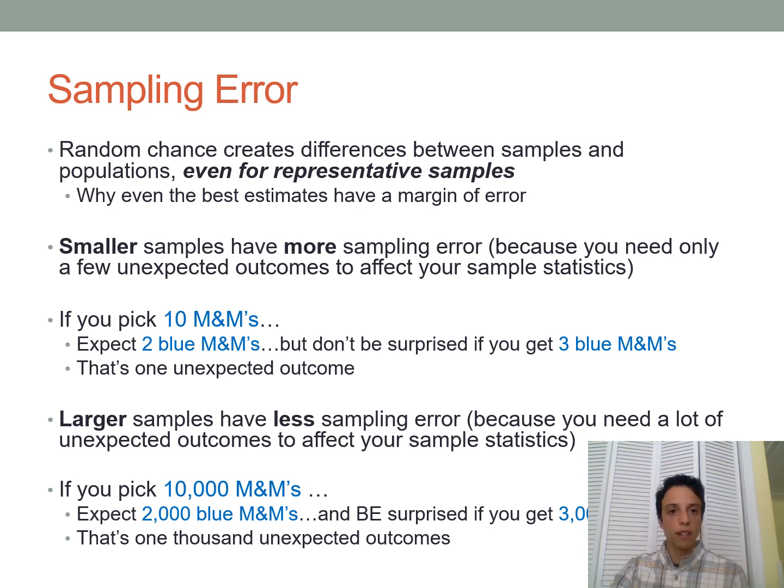So that's sampling error. Random chance creates differences between populations and samples, and sampling error is larger if you have a small sample because a couple of unlikely outcomes will throw everything off. Sampling error is smaller if you have a really large sample because a couple of unlikely outcomes just are not going to change much. You have to have a whole lot of really unlikely outcomes to throw everything off.